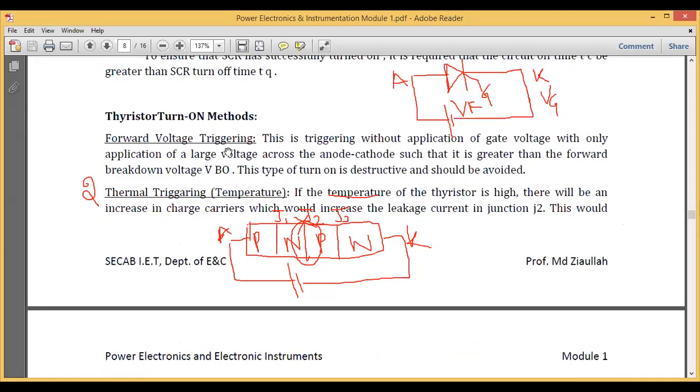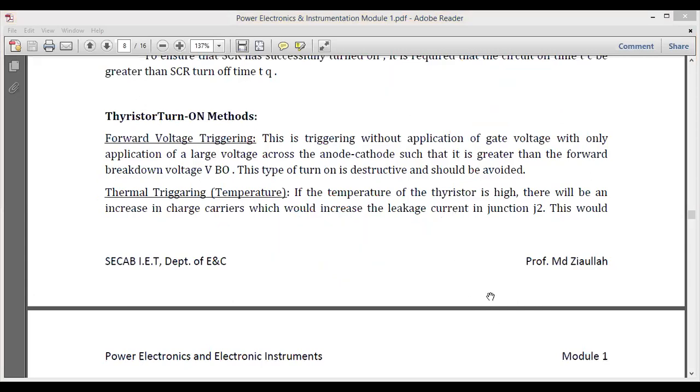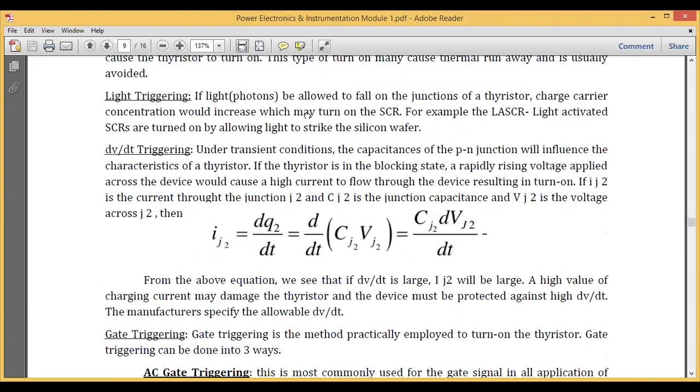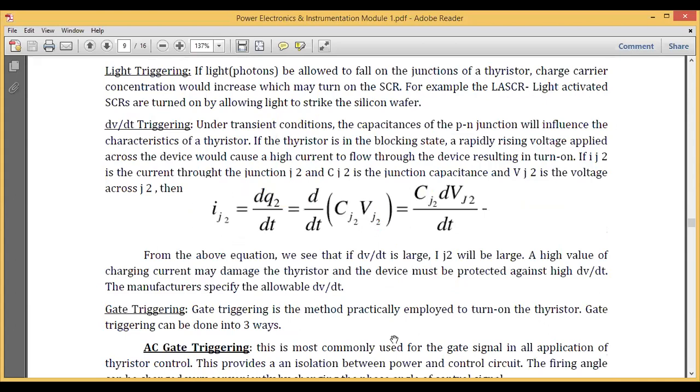Why is this not advisable? Because this may damage your SCR, and we should not build any application where there is a possibility of damage. We should check the operation in such a way that nothing is damaged, irrespective of whether it is gate voltage triggering, thermal, or forward voltage. Now coming to the third type of triggering, which is called light triggering.